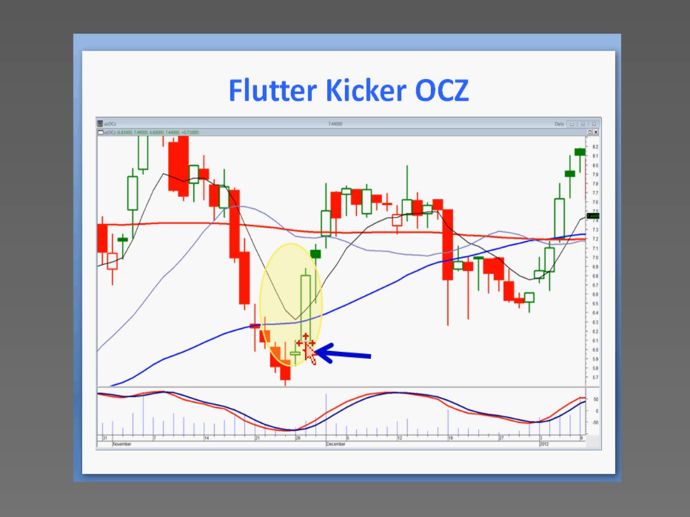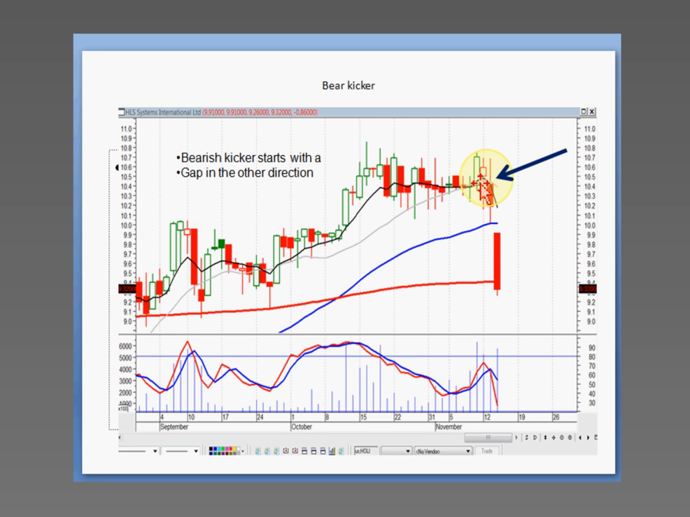So if they open up positive, we're buying immediately, because what do we know? We know they're probably going to be moving up positive. And if they're moving up positive, what's that make this whole pattern? This is what we call a flutter kicker signal, because if you took out that little flutter, you basically have a kicker signal, which creates a very strong reversal. Same thing on the bearish side. If you see that bearish kicker signal, get ready for a very strong down move.